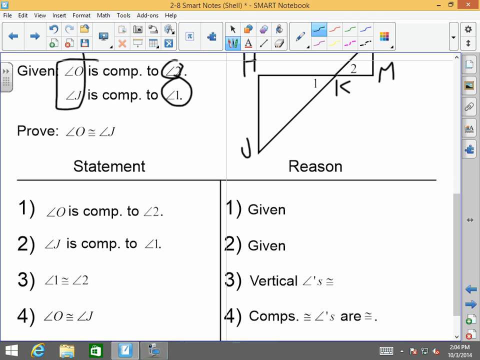Again, if you don't understand that, put numbers. Let's say that angle 1 is 30 and angle 2 is 30. If O is complementary to a 30-degree angle, O is 60. If J is complementary to an angle that's 30, J is 60. So wouldn't that mean that O is congruent to J? So it's complements of congruent angles are congruent.